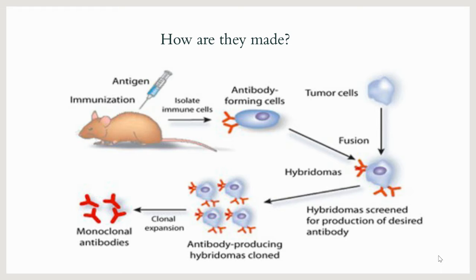On the other hand, tumor cells don't produce antibodies but divide very quickly. Due to this, scientists fuse a mouse lymphocyte with a tumor cell to create something called a hybridoma. Hybridoma cells can be cloned to get lots of identical cells that produce the same antibodies. Then these antibodies are collected and purified. So this is just an overall summary of how monoclonal antibodies are made.